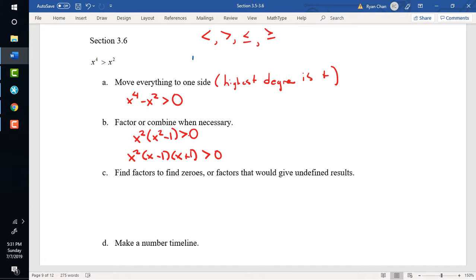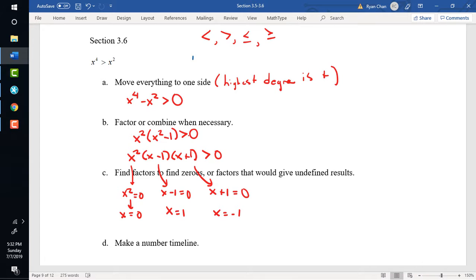Okay? So remember, just like an equation, once I'm done factoring, I set all my factors equal to 0. So I set x squared equal to 0. I set x minus 1 equal to 0. And I set x plus 1 equal to 0. So I have x is equal to 1. I have x is equal to negative 1. And obviously, if I take the square root of 0, I'll get 0. So these are my three answers.